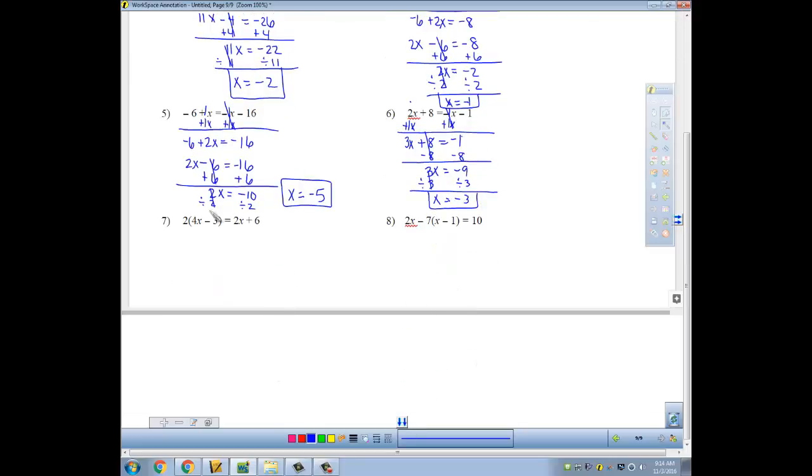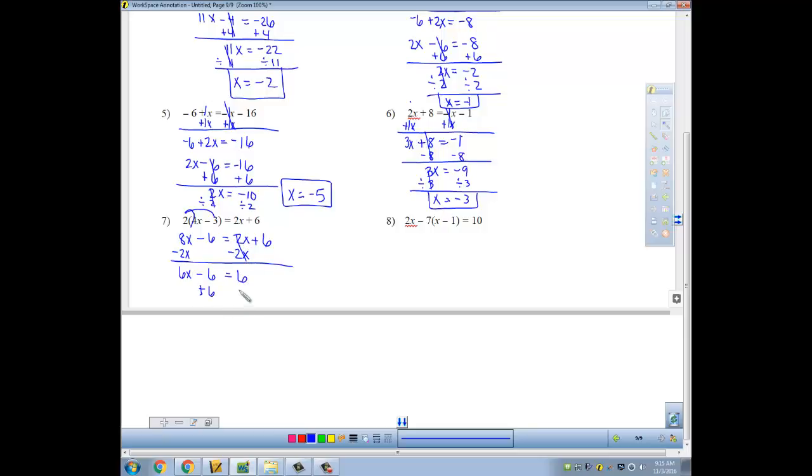Okay, number 7, I need to simplify the left side, so I'm going to do the distributive property. 2 times 4x is 8x. 2 times negative 3 is negative 6. Bring down the 2x and this 6. Now I'm going to find the smallest variable, which is 2x. Since that was a positive 2x, I'm going to subtract it from both sides because that's the opposite. 8x minus 2x is 6x minus 6 equals, that's gone, 6.